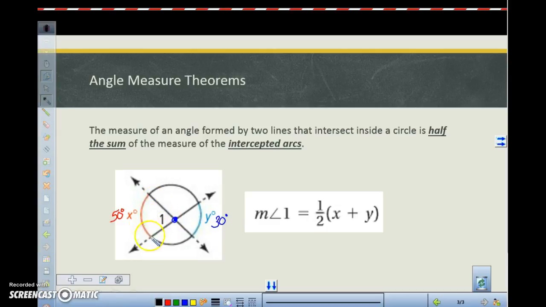So if the red one was 50 and the blue was 30, and we wanted to find the measure of angle 1, we would take 1/2 of 50, the bigger arc, plus the smaller arc, 30. So 1/2 of 80, 40 degrees. So angle 1 in this one would be 40.